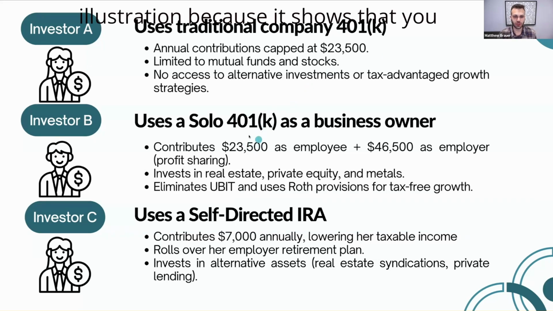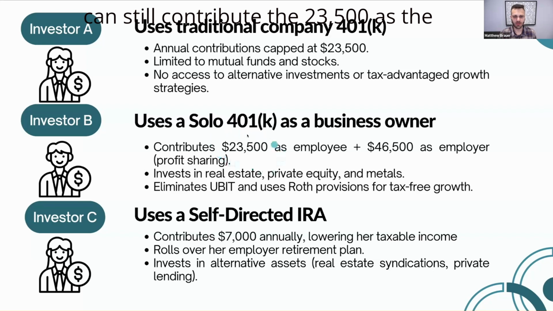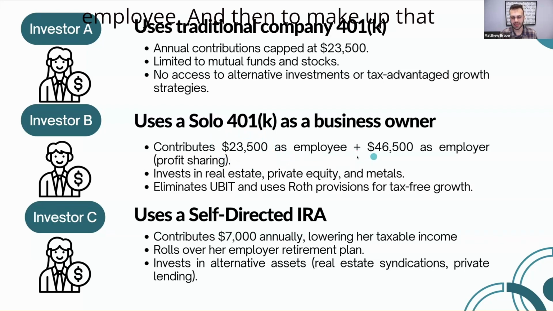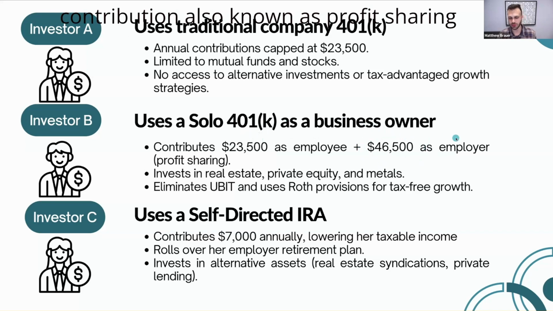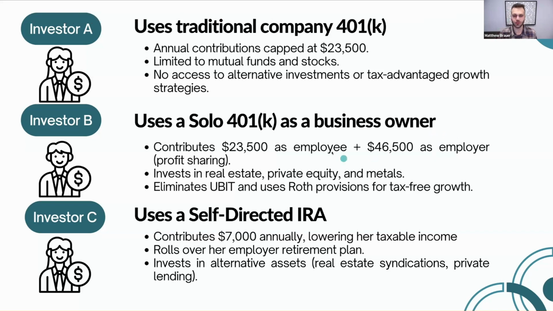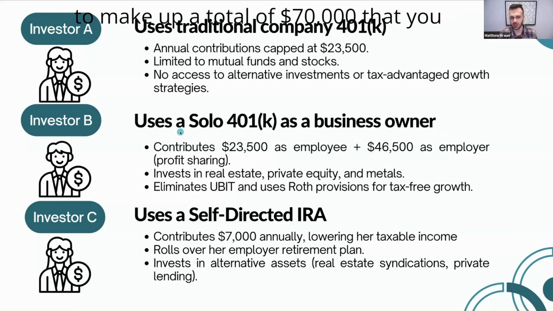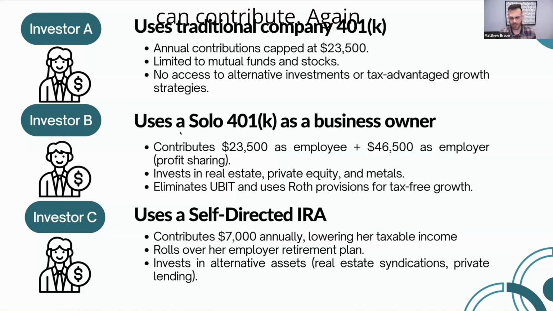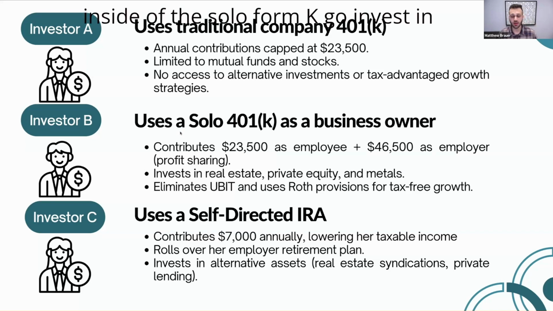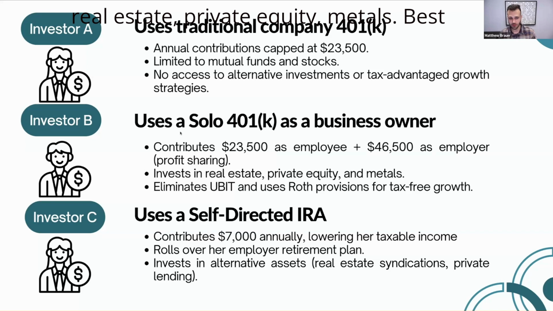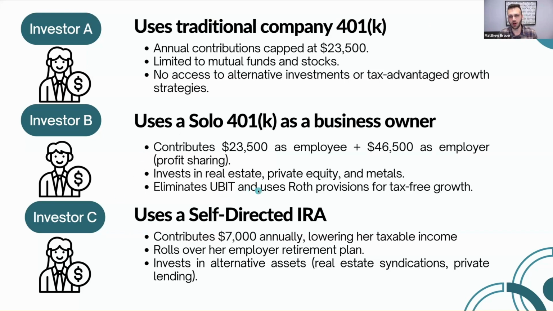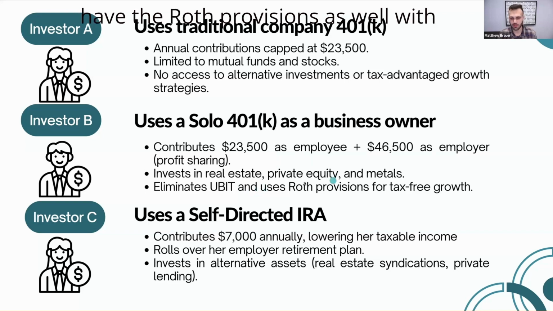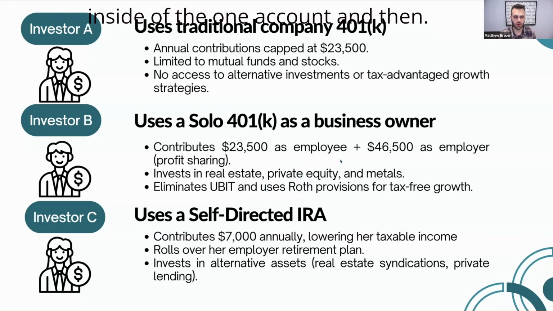I like this illustration because it shows that you can still contribute the $23,500 as the employee, and then to make up that $70,000 number, the $46,500 is the employer contribution, also known as profit sharing, to make up a total of $70,000 that you can contribute. Again, inside of the solo 401k, go invest in real estate, private equity, metals. Best part is you are eliminating UBIT tax on debt leveraged assets, and you have the Roth provisions as well inside of the one account.